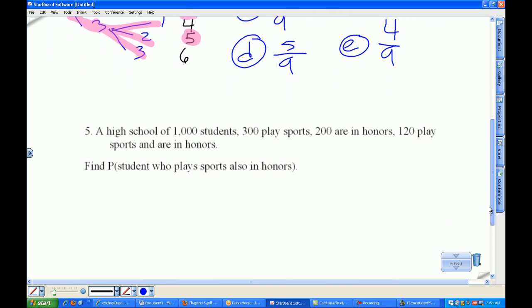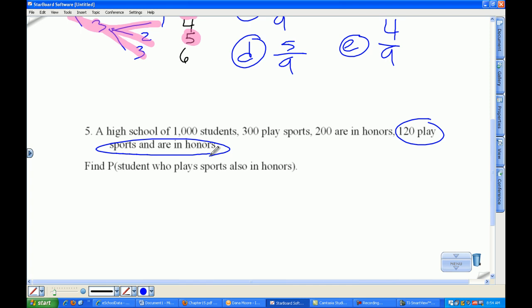Alright, number 5 here. Now we have 1,000 students, so we're not going to use a tree diagram for this. This would be ridiculous. A high school of 1,000 students, we have 300 play sports, 200 are in honors, 120 play sports, and are in honors. So this 120 are in 2 things. Find the probability of student who plays sports also is in honors.